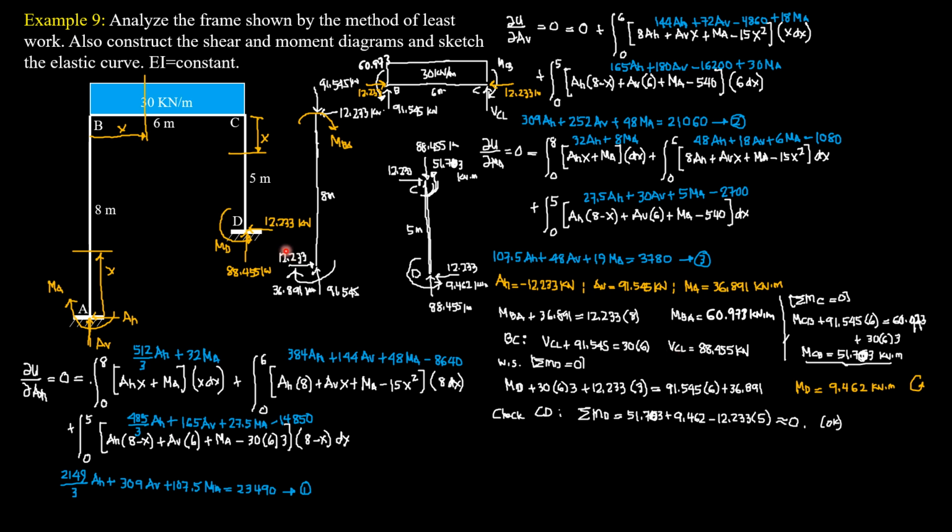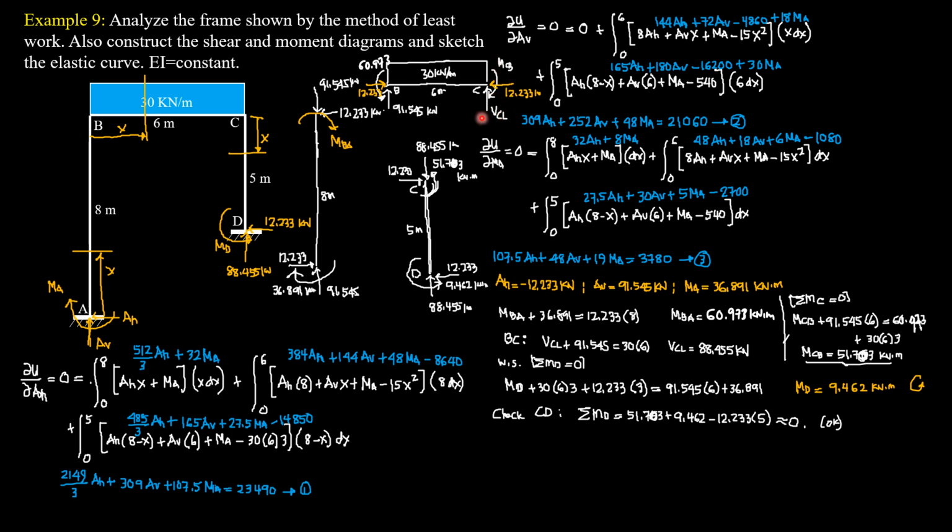Then we consider BC and transmit the effect. 91.545 kilonewtons. So MBA was 60.973. So we have clockwise here, counterclockwise here as we transmit 60.973. And this is 12.233 to the right because it is to the left here. So it is also to the left here, summation forces horizontal, and that's the load. So this is the assumed MCB.